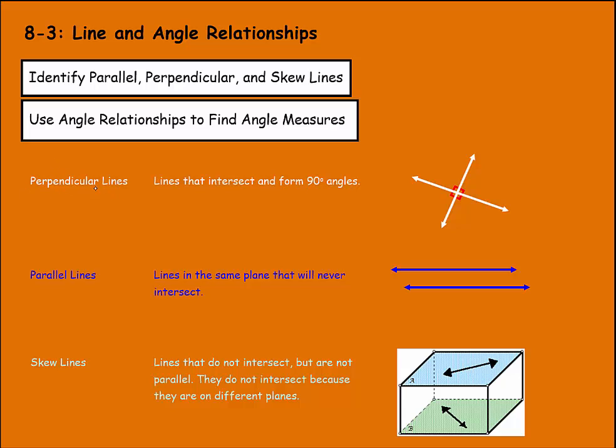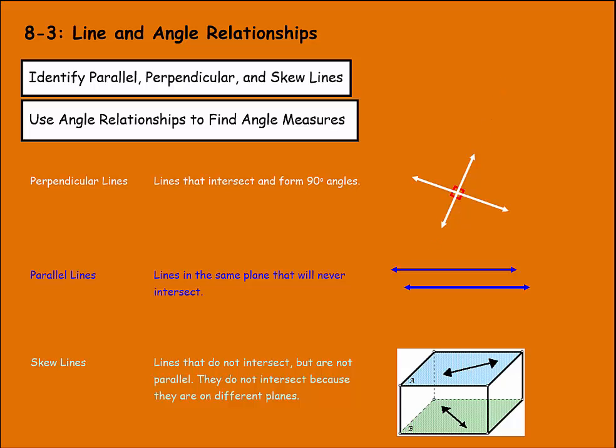The first one is perpendicular lines. Perpendicular lines are going in a direction so that they intersect and form 90-degree angles. So if you take these lines, for example, these are perpendicular because they form a 90-degree angle here, here, here, and here. It's almost like a perfect crossing.